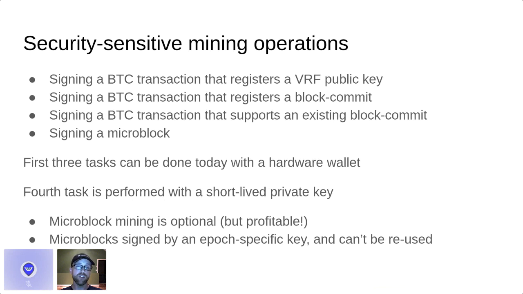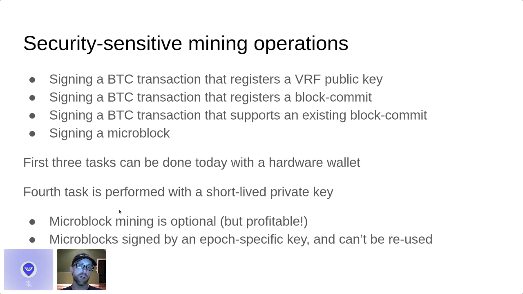In the 4th case, you're just signing a microblock using a private key that only lives as long as your miner tenure. The first 3 tasks, though, can be done today with a hardware wallet using any and all off-the-shelf libraries and tools for signing Bitcoin transactions. And the 4th one, while it does not have the same level of support from the existing tooling out there because it's not a Bitcoin transaction, it is using a short-lived private key. So you don't have to worry about that key being exposed once you're done with it.